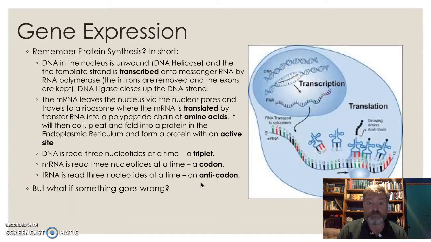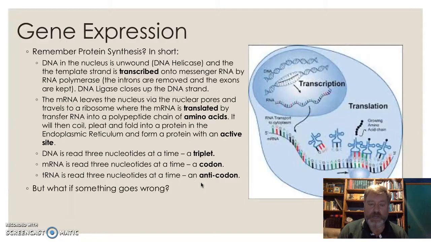The messenger RNA will leave the nucleus via the nuclear pores and travel to a ribosome, where messenger RNA is translated by transfer RNA into a polypeptide chain of amino acids. And we see it happening nicely in the diagram there. It will then coil, pleat, fold, and become a protein with an active site in the endoplasmic reticulum. We read DNA as triplets, 3 nucleotides at a time. We read messenger RNA as codons, 3 nucleotides at a time, and transfer RNA as an anticodon, 3 nucleotides at a time. So stressing that because they're going to become important.